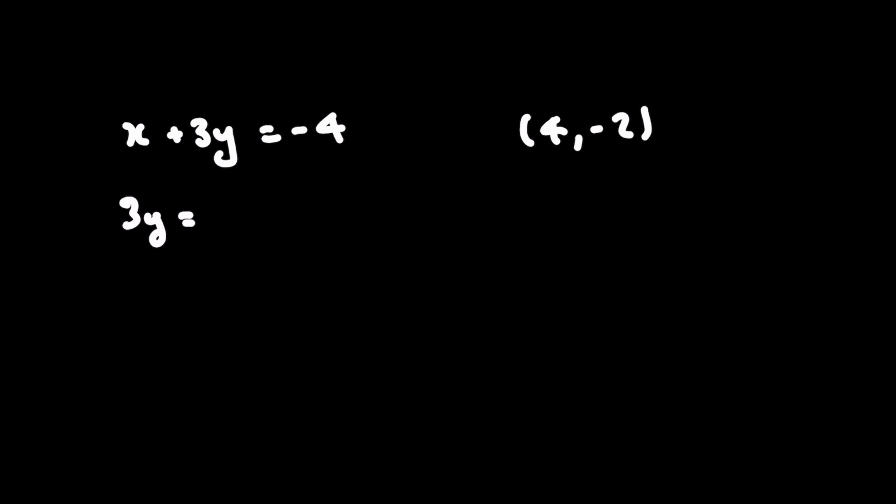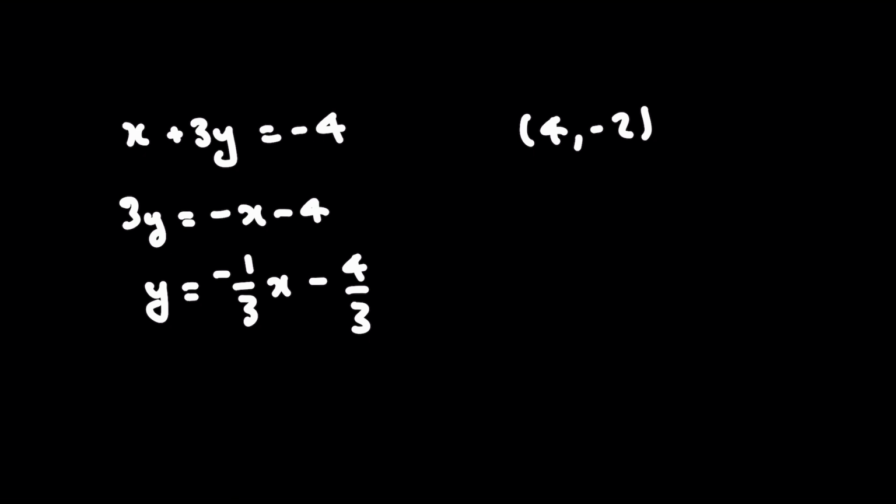Now let's focus on perpendicular lines. I want to find the equation of a line which is perpendicular to this one over here. Again, we'll stick with 4 comma minus 2. Well, the first thing I have to do is I want to make it in slope-intercept form. So I'm going to make it into the form y equals mx plus c. And the way I would do it is by doing this. And that means y equals minus a third x minus 4 over 3.